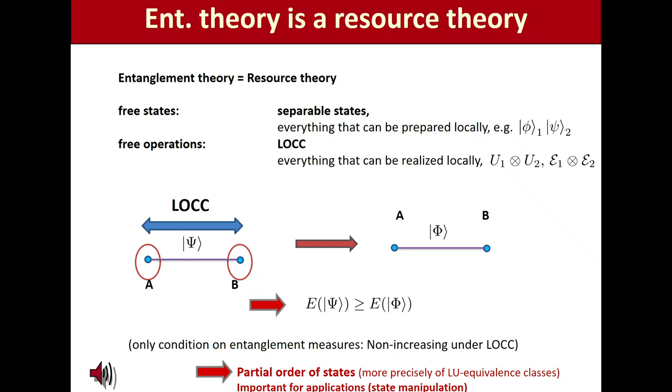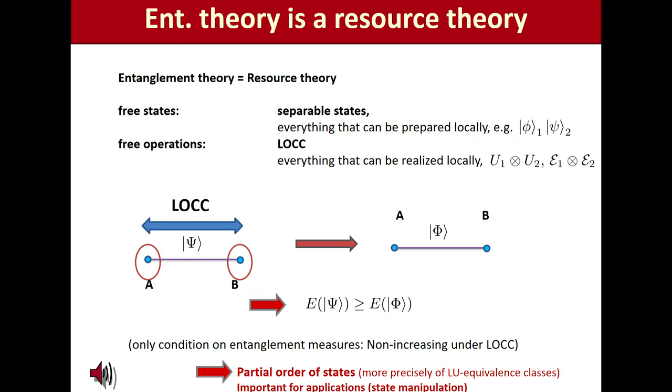And so when we now, for instance, consider the case that we have some pure state psi, which we transform via LOCC to some state phi, then it has to be that the entanglement, if we measure it with whatever quantity, has to be larger or equal for psi than for phi, okay? Because I operate here with something that is free, that doesn't cost entanglement. So this means that I can only decrease entanglement by doing LOCC.